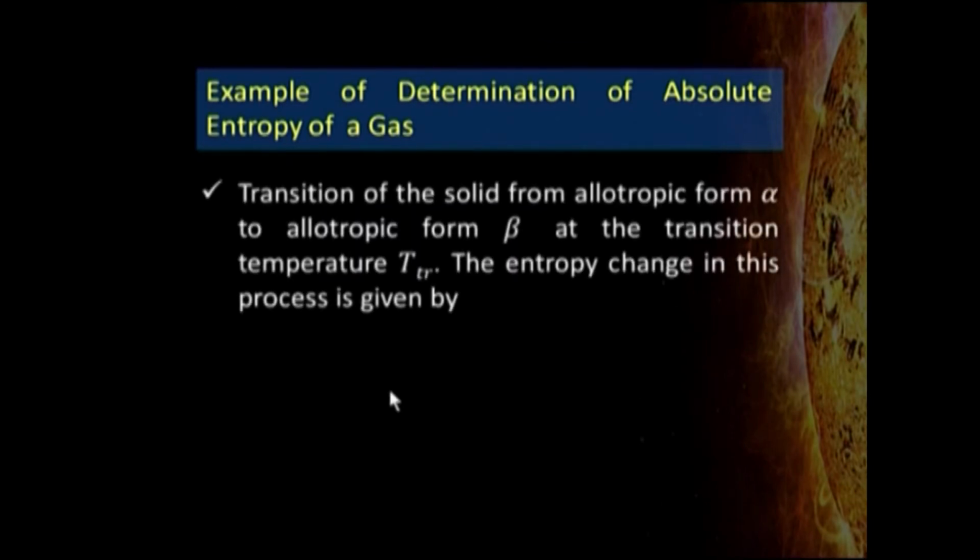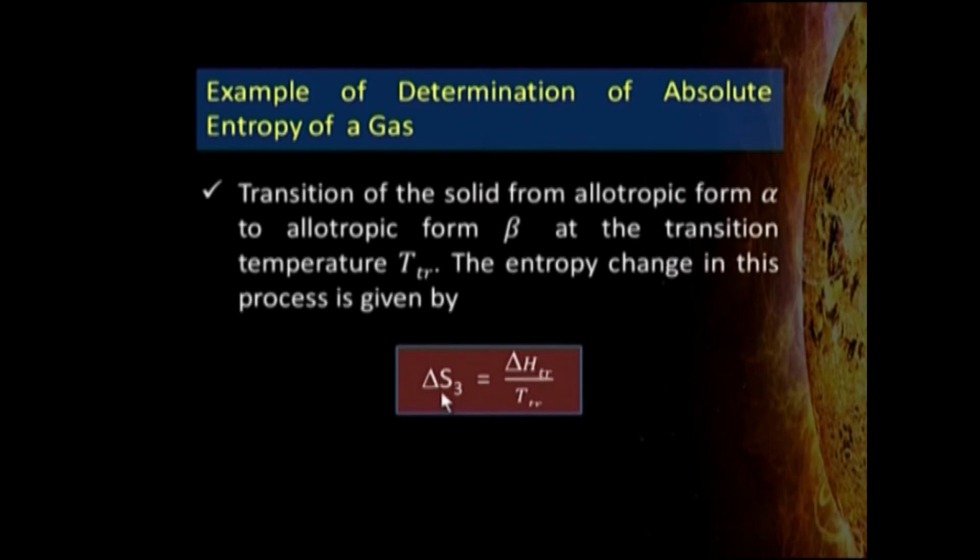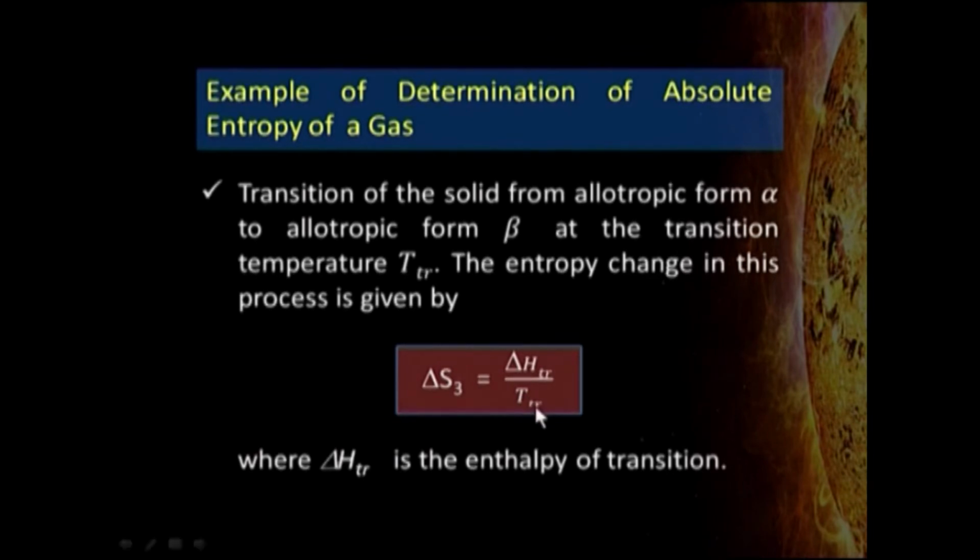Transition of solid from allotropic form alpha to allotropic form beta at the transition temperature T Tr. The entropy change in this process is given by delta S3, which will be equal to delta H transition divided by T Tr, where delta H transition is the enthalpy of transition and T Tr is the temperature of transition in Kelvin.